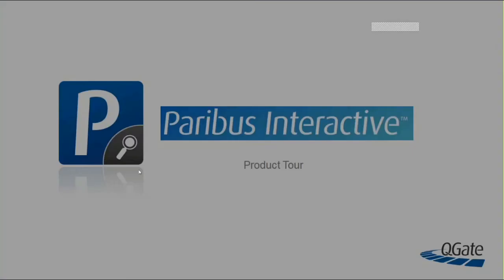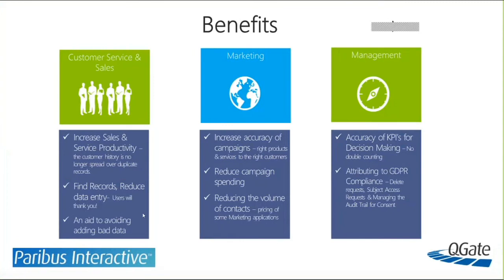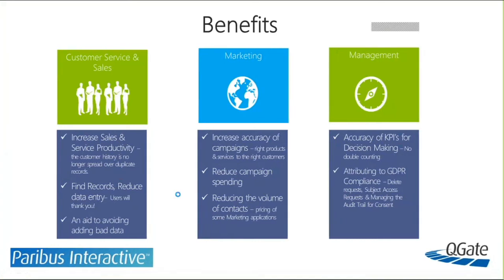Last but not least here, I think ultimately you can see the benefits across the organization, right? Sales and service, it provides a more efficient user experience. It reduces data entry, which everybody loves, and less duplicates to navigate through. From a marketing standpoint, there's a cost saving by reducing the volume of contacts that you're marketing to, i.e. the dupes, and so of course you have better targeting. And of course, management's happy because users are more efficient and they have more accurate reporting to help make better decisions. So I hope you can see that Paribus Interactive will help improve the user experience and prevent duplicates at the same time.